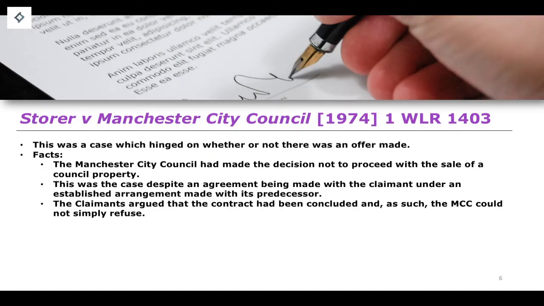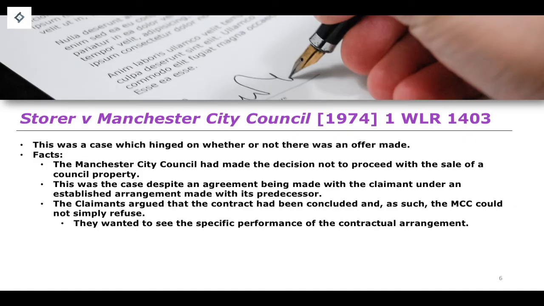And so as a result of this, they couldn't just simply change their mind and not proceed with the sale of a council flat property. They wanted to see essentially the specific performance of the contractual arrangement. Now, the question here, of course, and the dispute that is arising is whether or not there actually was a contract. The claimants are arguing that there was a contract, and so as such, the Manchester City Council would have to perform the contract, their terms within a contractual arrangement.